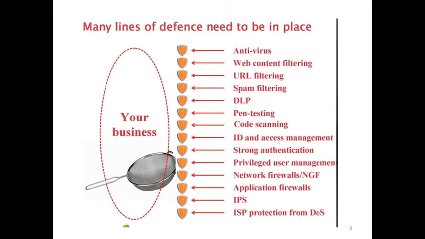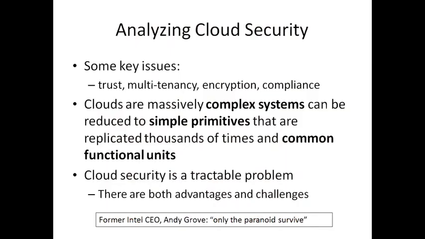We need many lines of defense in place. Basically, we need a good antivirus. We need some form of web content filtering, URL and spam filtering. Our organizations would be using intrusion detection systems, intrusion prevention systems, good firewalls, strong authentication, authorization, and accounting or auditing. So one line of defense would not suffice to counter the attacks from today's cloud hackers.